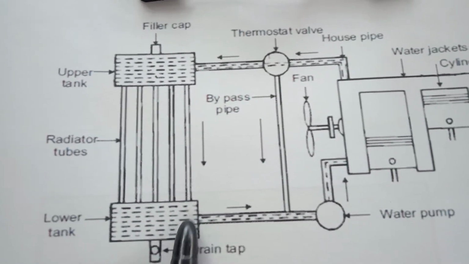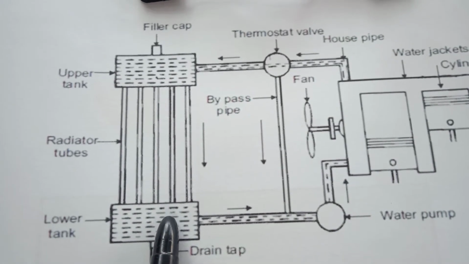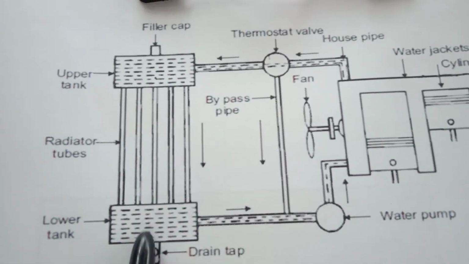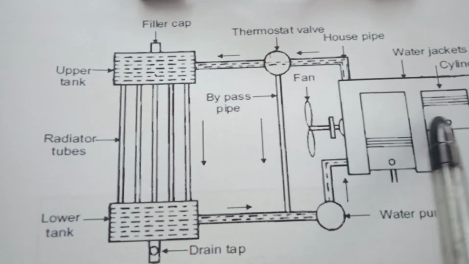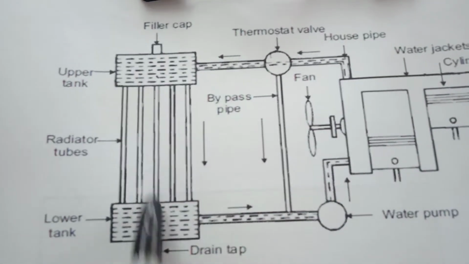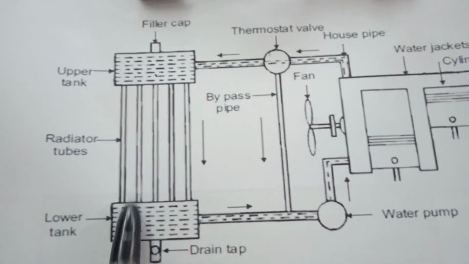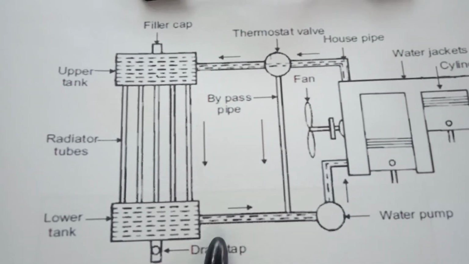This lower tank has a comparatively lower temperature as compared to the upper tank. Again this water is sucked and passed to the various cylinders, and this process will continue. So this is the working of the water cooling system.